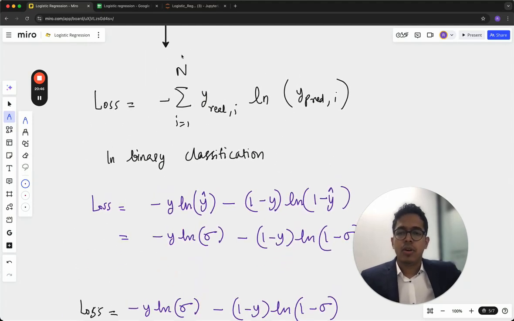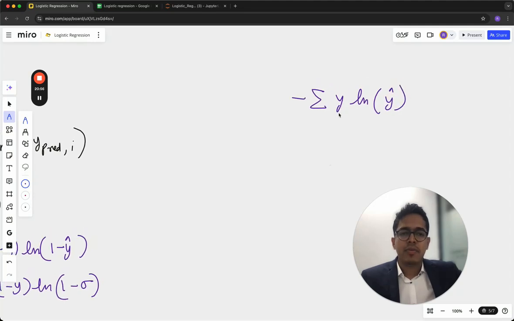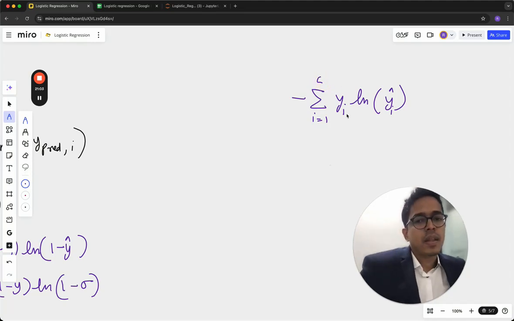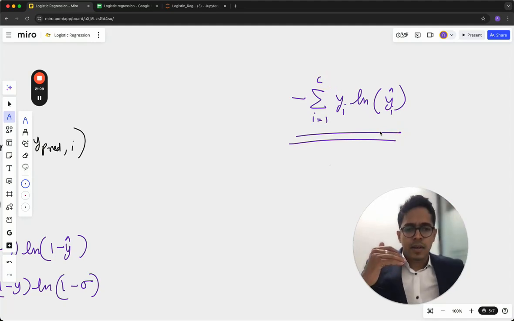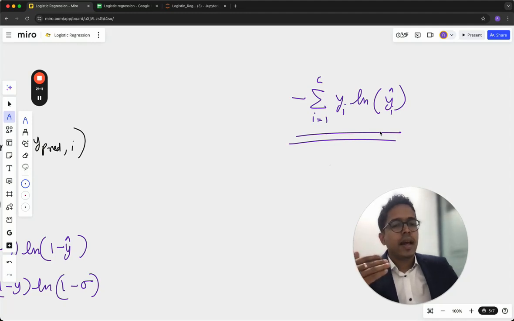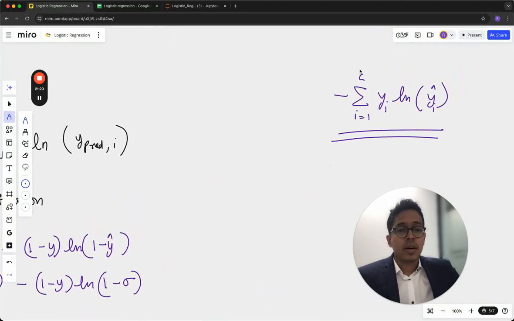So the equation for cross entropy loss is nothing but minus sigma y times logarithm of y cap. Here y is the real value of y, and i runs from 1 to c if there are c number of classes. Now this is the short version of the formula for cross entropy loss, where y cap is the predicted value of y, and y is the actual label, the actual value of y. Now let's expand this summation term in case of binary classification.